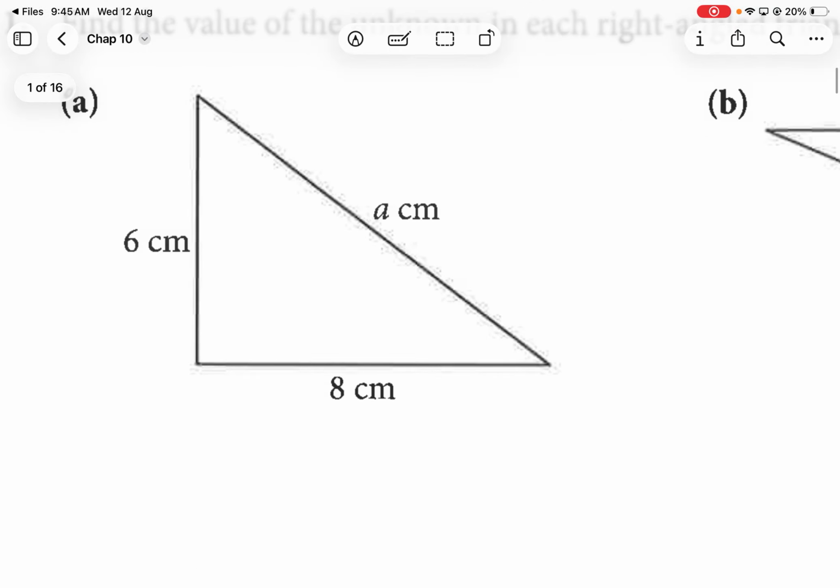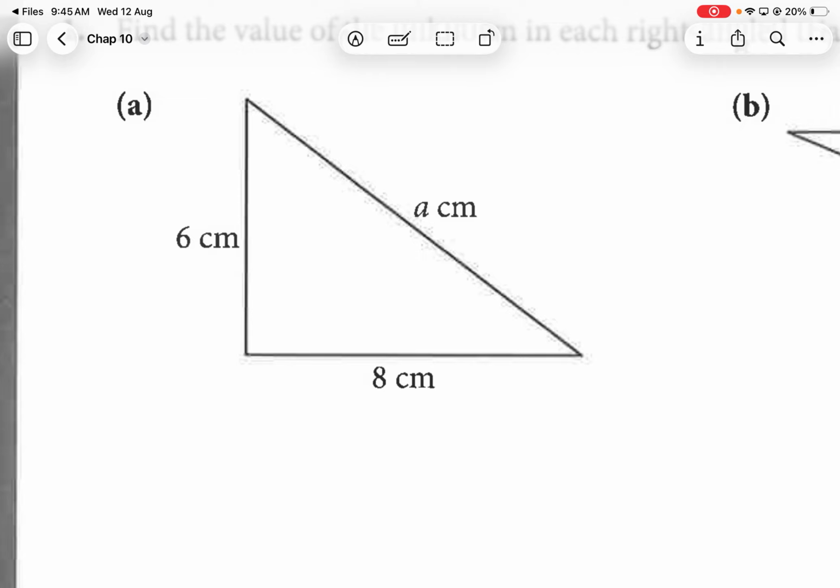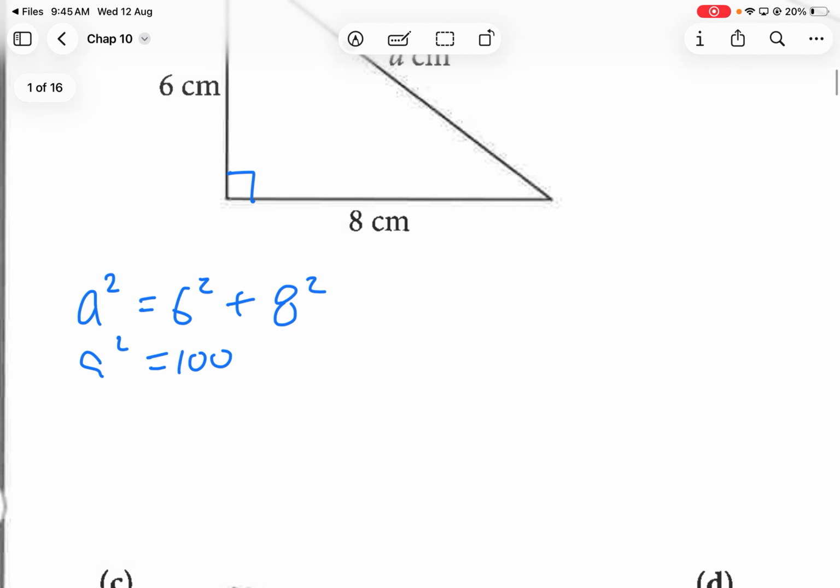So let us see. For this one, they tell you this is a right angle triangle. They want you to find A. You can straight away write down: A is the longer side, so the longer side squared is equal to the other two sides squared added together. 100 squared. So A squared equals 100. Then if I want to find A, from A squared to A, I need to square root. So A is 10.